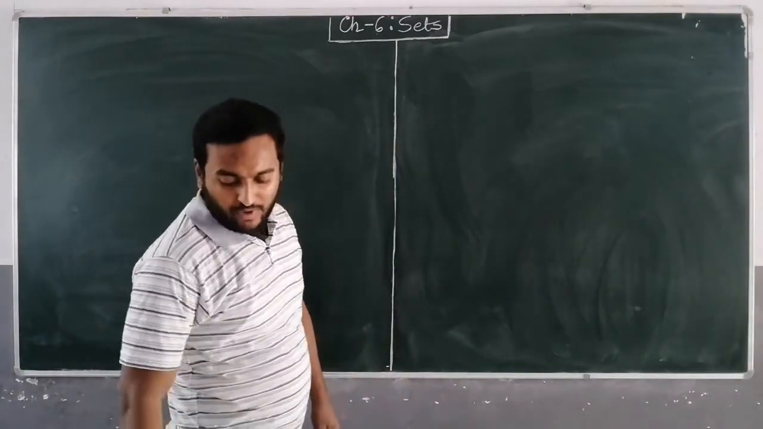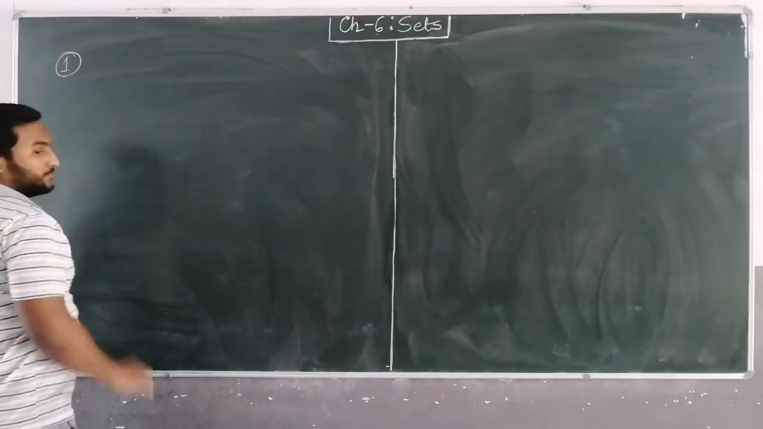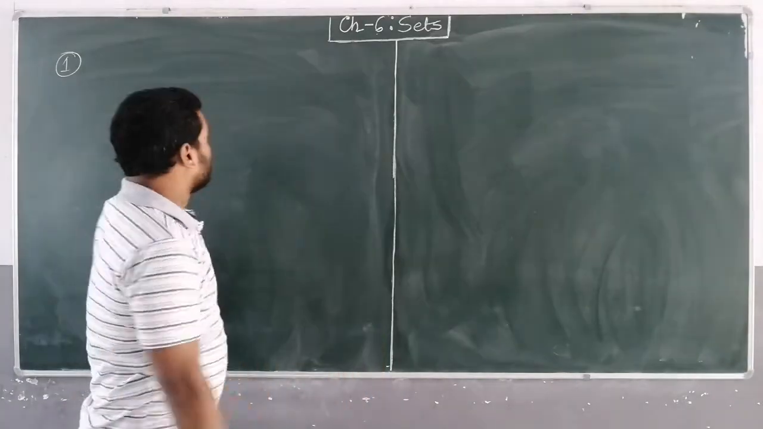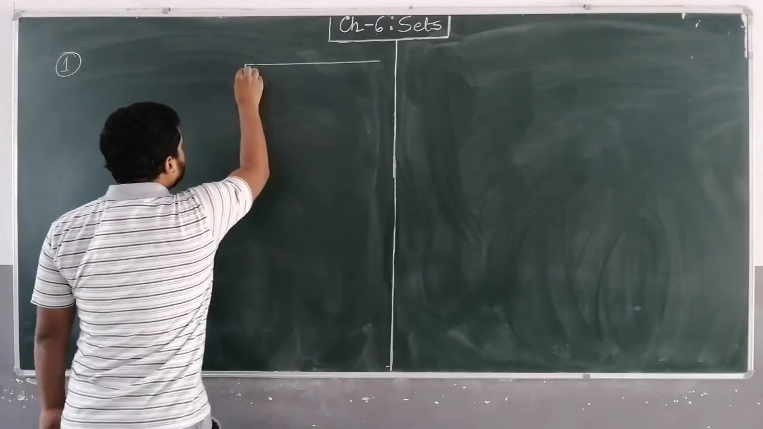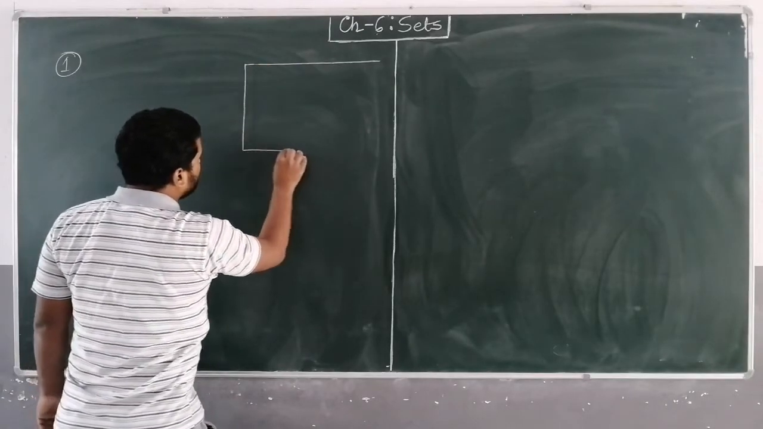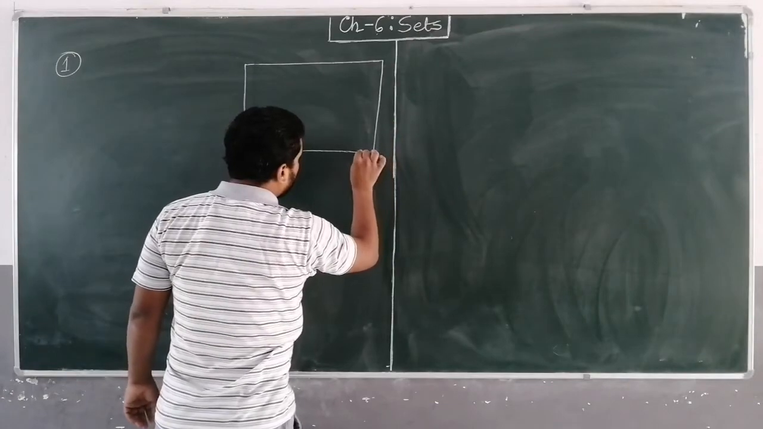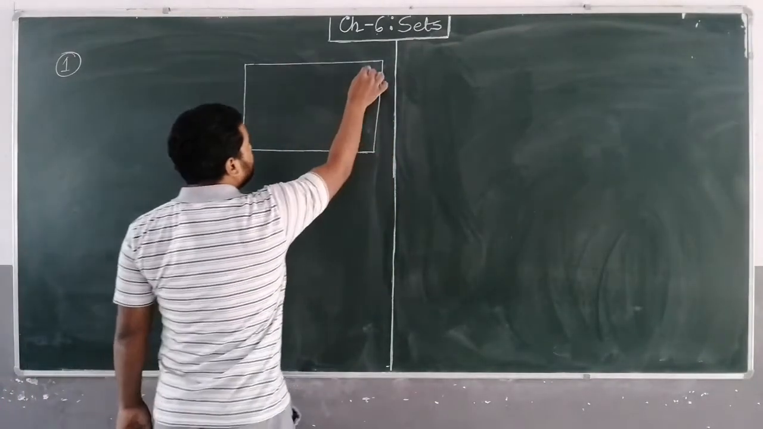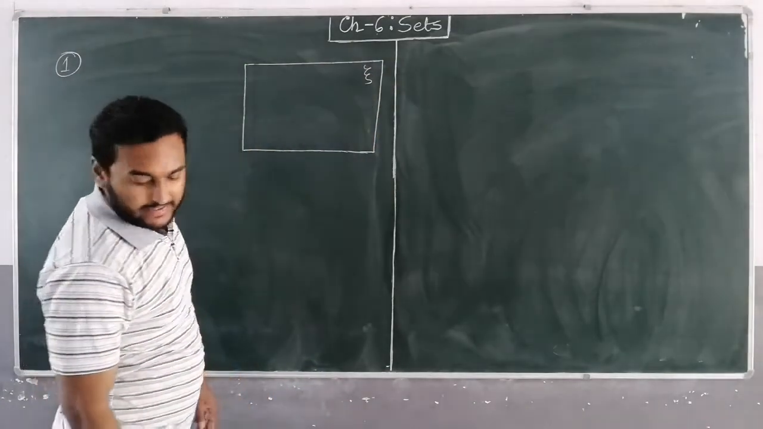Read question number 1. What is given? From the given Venn diagram, write the set. So you have to draw the Venn diagram. A rectangle, this is the universal set, that is xi, and two sets, P and Q, are there.